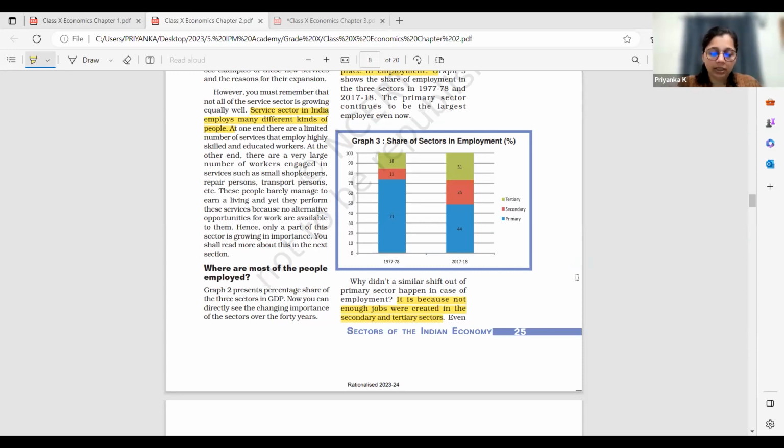But at this point, I would like to ask you one question. Is it okay if the employment rate increases in the tertiary sector and the agricultural sector employment rate decreases? Is it a good indicator for India as a country to have a low number of people employed in agriculture and a high number employed in the tertiary sector? What is your opinion? Is it a good thing or is it a bad thing?